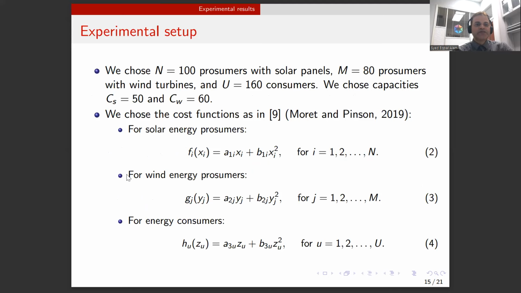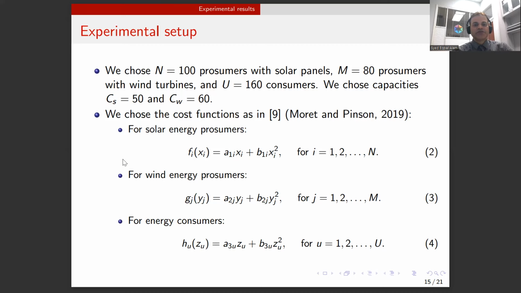For the experimental results, we set up the following experiment and we choose the following parameters. We choose n equal to 100 prosumers with solar panels, m equal to 80 prosumers with wind turbines, and u equal to 160 consumers. We choose capacity Cs equal to 50 and Cw equal to 60. We choose the cost function as chosen by Morat and Pinson in reference 9.